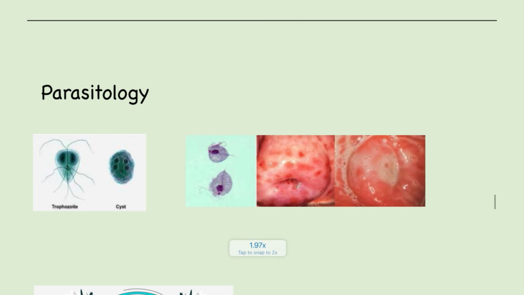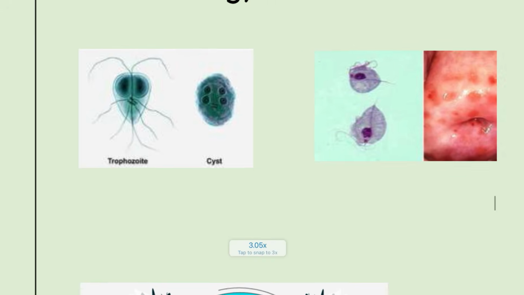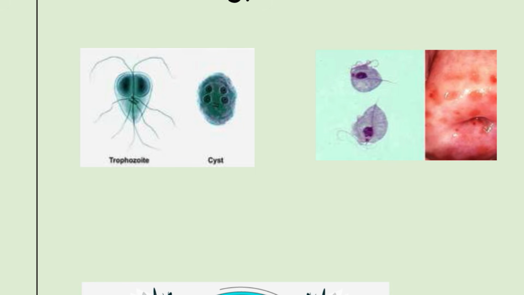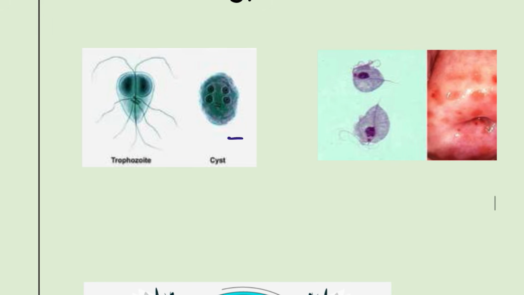Next, coming to the parasitology. In the parasitology, first protozoa. Here you can see a trophozoite and the cyst phases, these two. And first we are going to discuss Giardia lamblia.